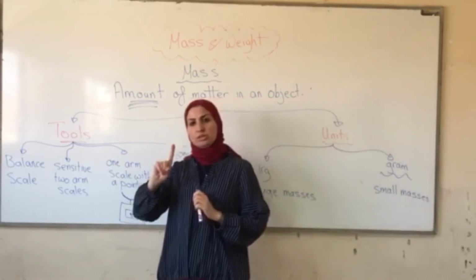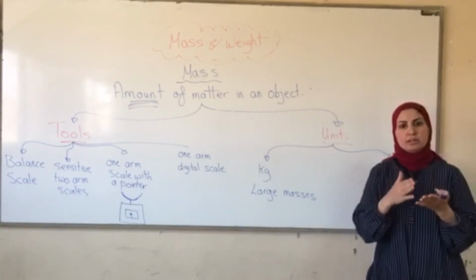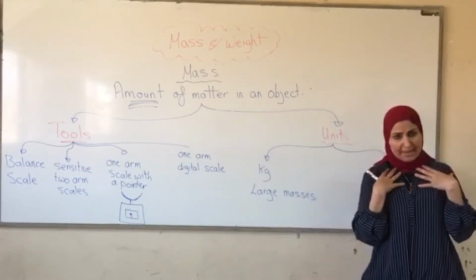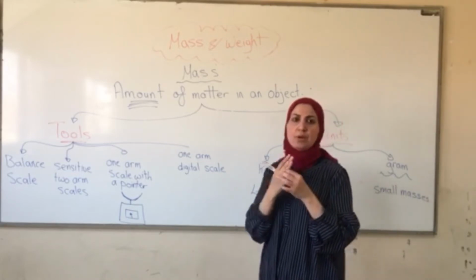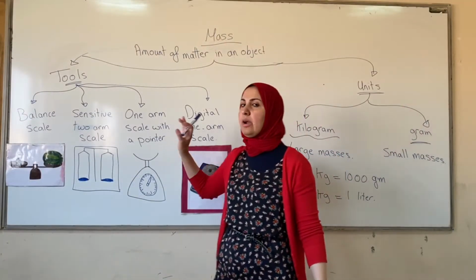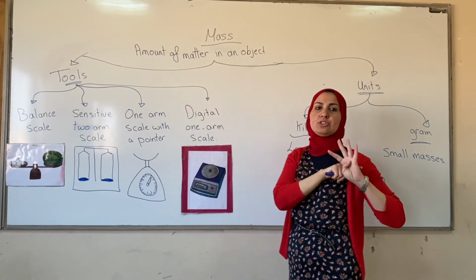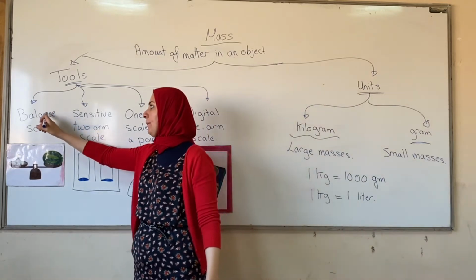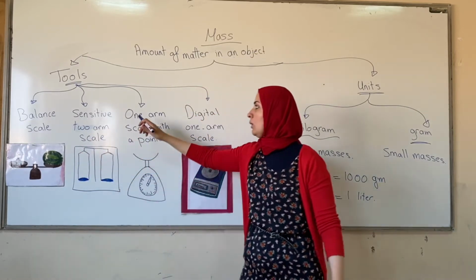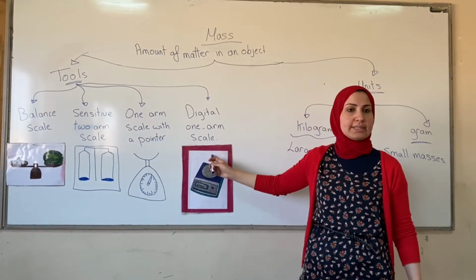Do I have only one type of balance? No, I have different types of balance. Why? Because we need to be able to measure different things. For example, if I want to measure my mass, I will not use the same balance as when I measure the mass of a ring. So I have to use a different balance. What are the tools used for measuring the mass? We have 4 tools to measure the mass. Number 1, balance scale; sensitive 2-arm scale; 1-arm scale with a pointer; and digital 1-arm scale.